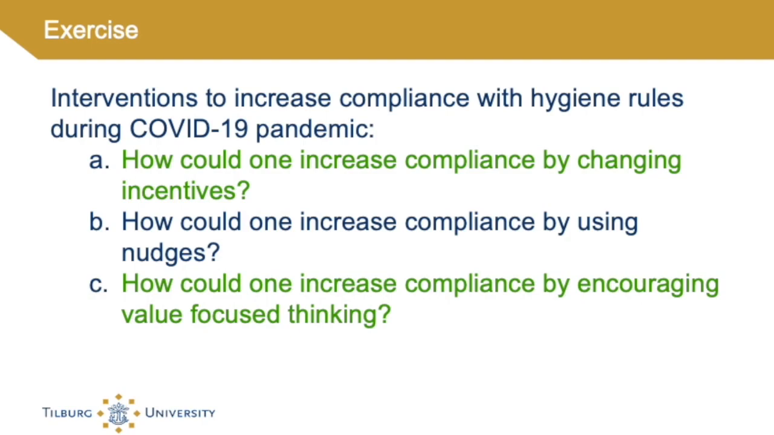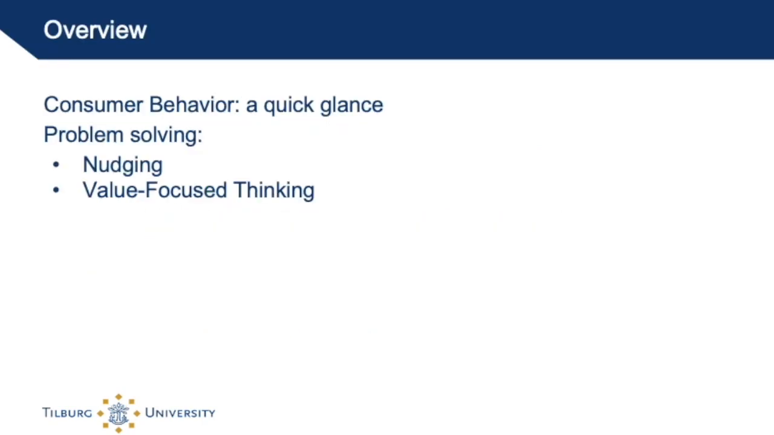We've talked a little bit about consumer behavior. We've taken a quick glance at how people aren't in their everyday behavior, where they decide what to consume and how to consume it, necessarily rational. And then we went into problem-solving mode in taking a look at nudges and value-focused thinking, in the sense that this would allow us to help people still make better choices. That's it for this lecture.